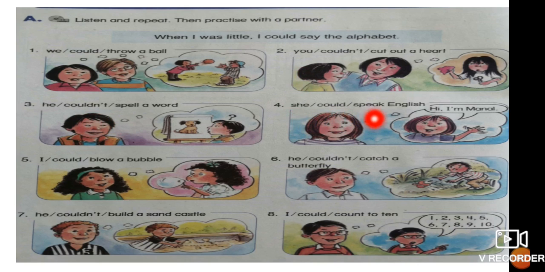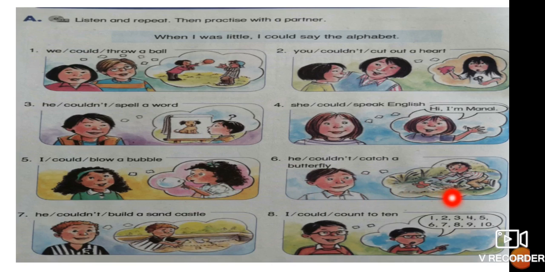She could speak English. Here, when she was little, she could speak English. When she was little, she could speak English. Number 5. I could play with a puppy. So the sentence will be, when I was little, I could play with a puppy.